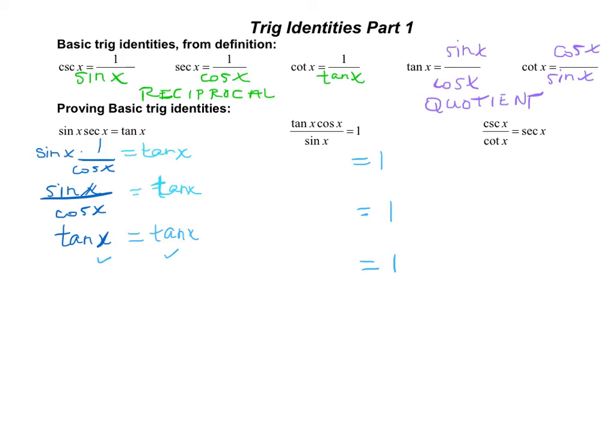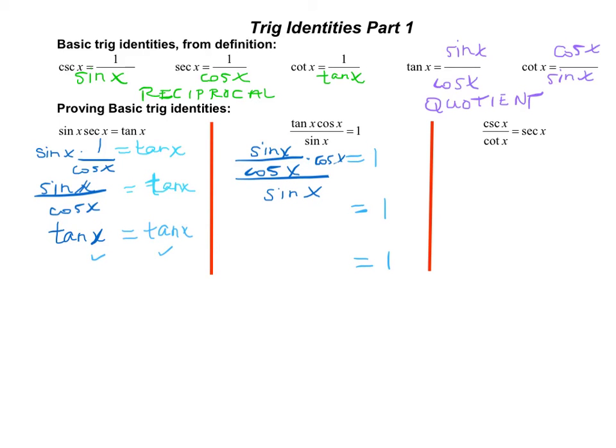Let's take a look. First, I know that tangent can be written as sine x over cosine x. So I've just replaced that. And I'm multiplying that by cosine x. All of that is my numerator. Then in the denominator, I'm dividing everything by sine x. Okay, let's take a look at what can happen.